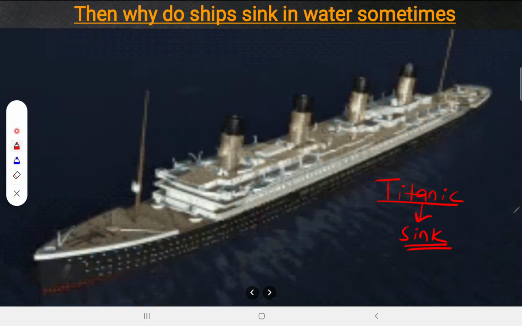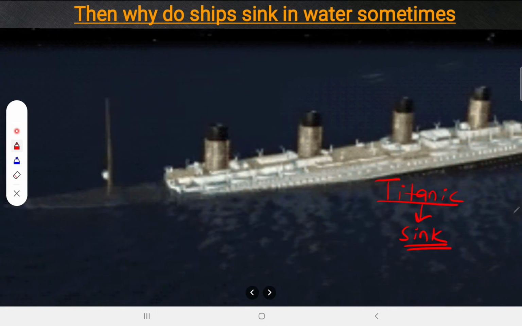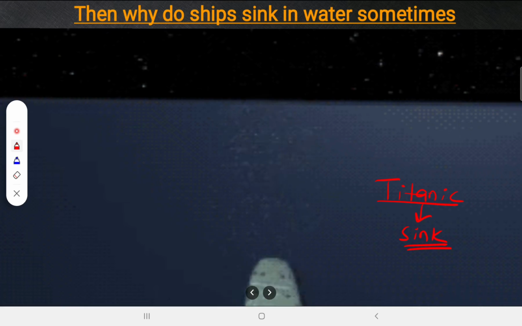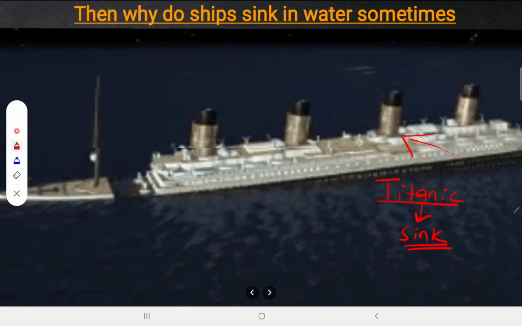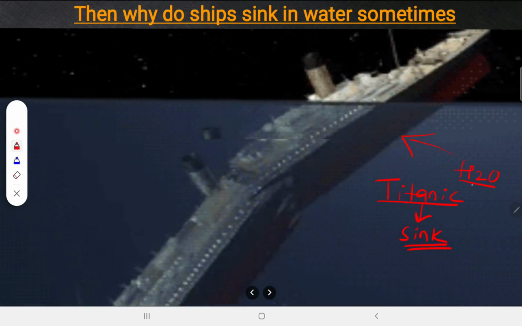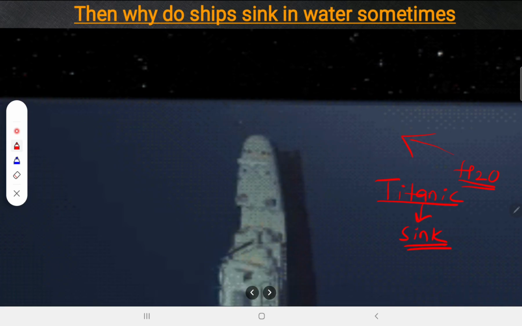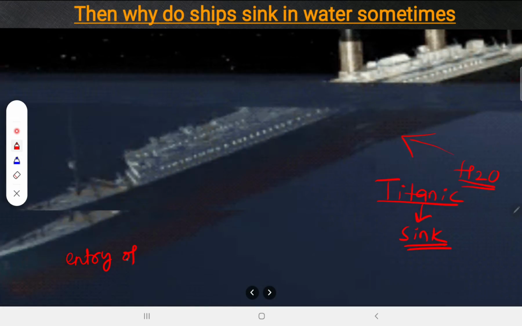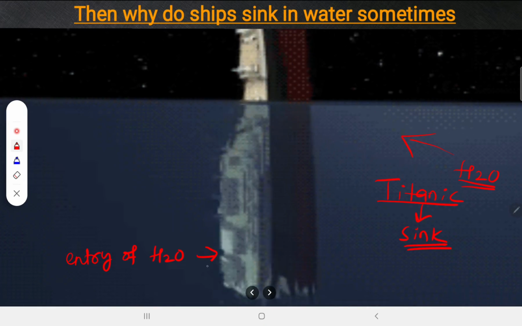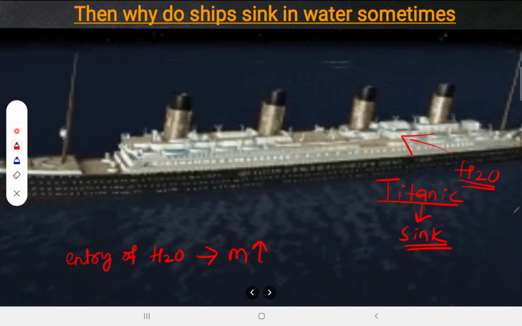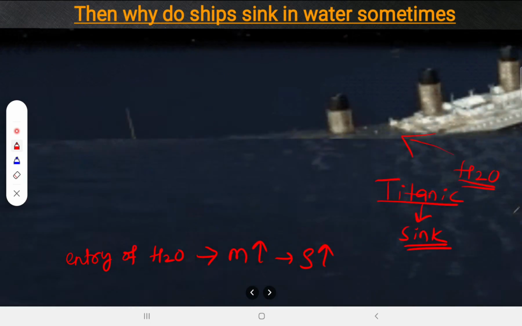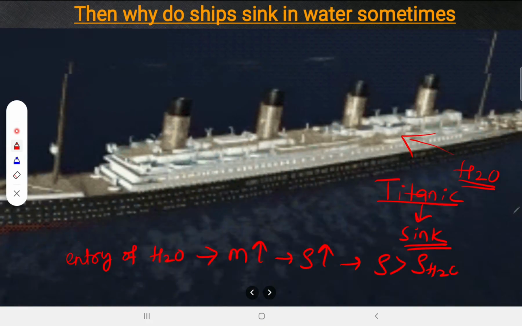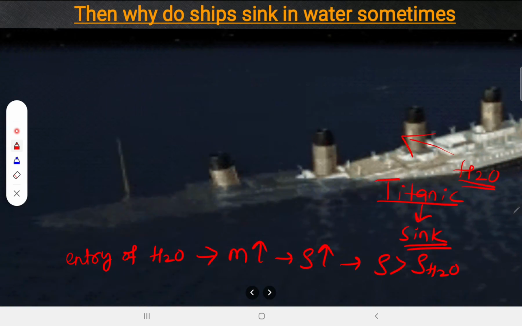The reason is that there was some crashing with an iceberg, and so some water entered into this ship. Whenever water enters into this ship, what will happen? If water is entering, the mass will increase. If mass is increasing, density will also increase. If density becomes greater than the density of water, then definitely it is going to sink. That is the main concept here.